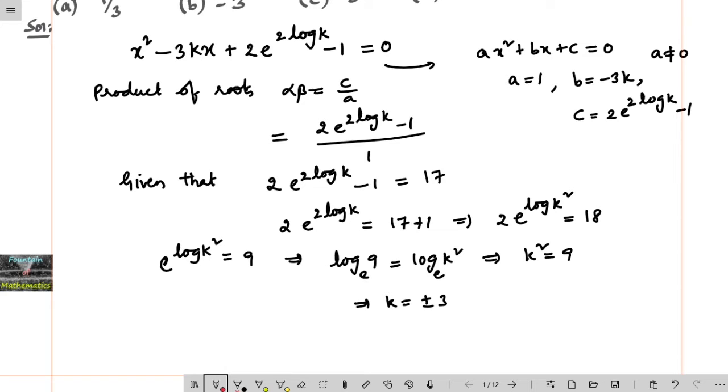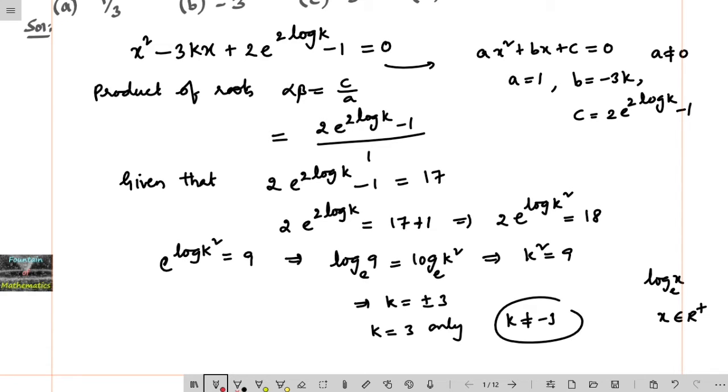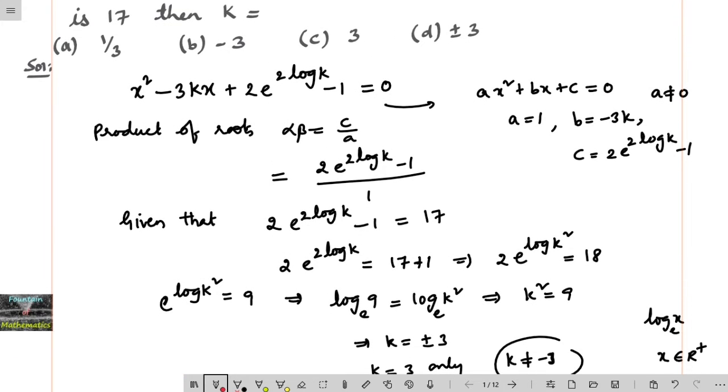But with the condition that the logarithm of a number to the base e is not defined for negative real numbers, meaning x cannot be a negative real number, x should be only a positive real number. So we can consider k is equal to plus 3 only, and k cannot be minus 3. This is what we have to remember while solving this problem, because logarithms are not defined for negative real numbers. So among these options, k is equal to 3, the third option.